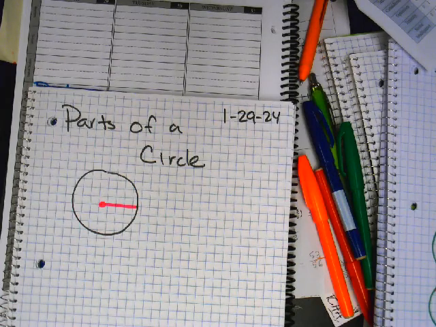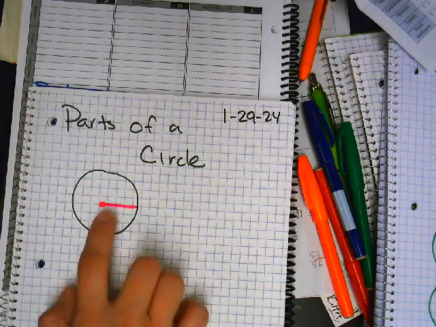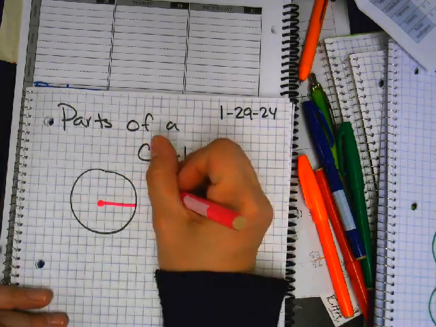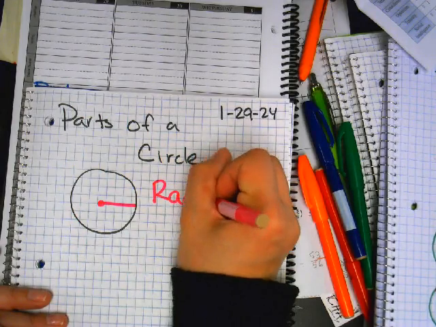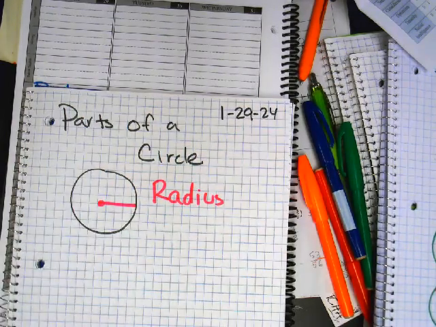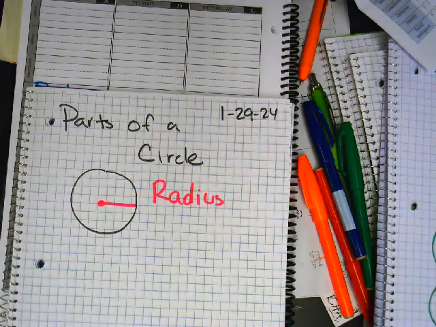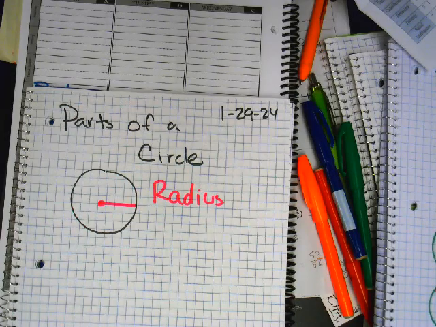Starts with an R. Radius. Very good. So this is called the radius. I'm sure there's a reason why it's called the radius. I just don't know.